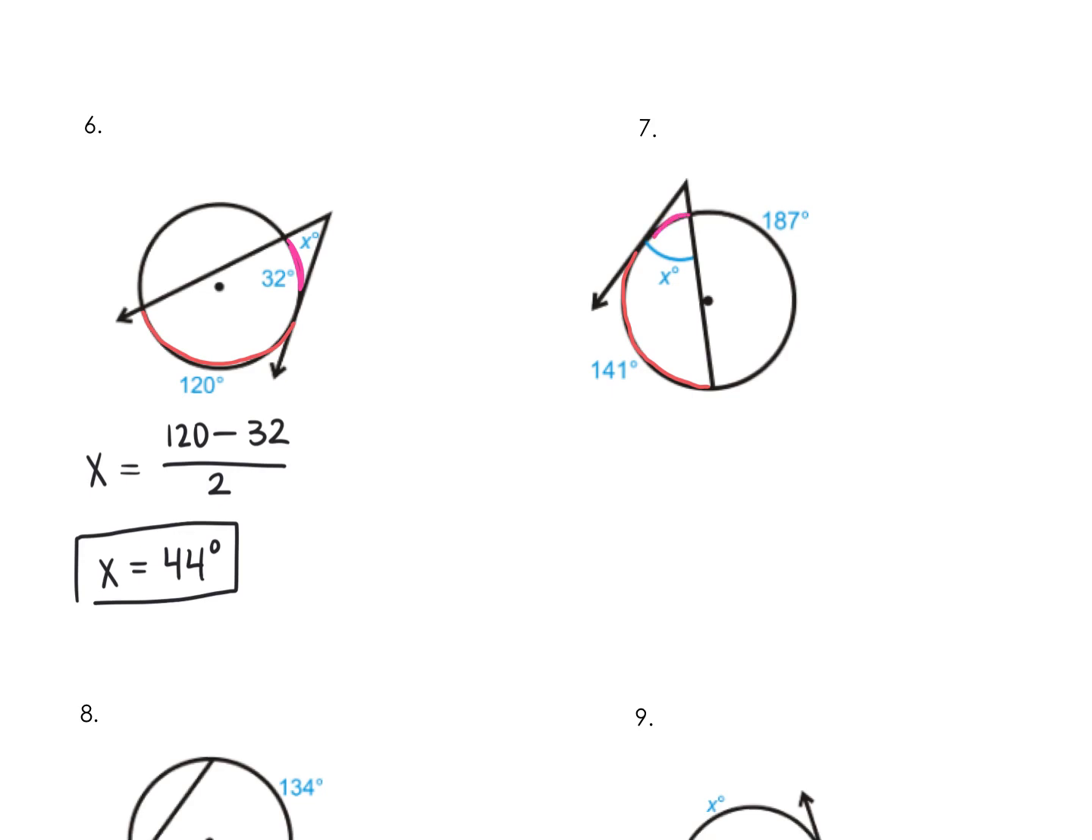And the nice thing is, I know the other part of my circle. I have 187 is the measure of the arc that is not between my tangent and my secant. We know all of the degrees in a circle are 360. So I do 360 minus 187 minus 141. And that's going to tell me that my inside arc has a measure of 32 degrees. So when I go to solve for x, it's 141 minus 32 divided by 2. So that tells me that x is 54.5 degrees.